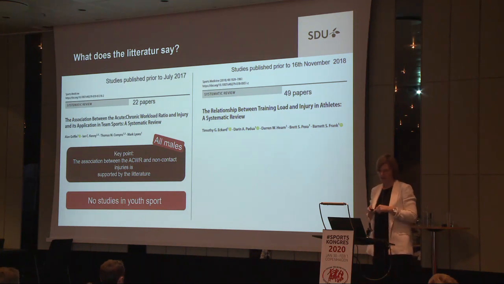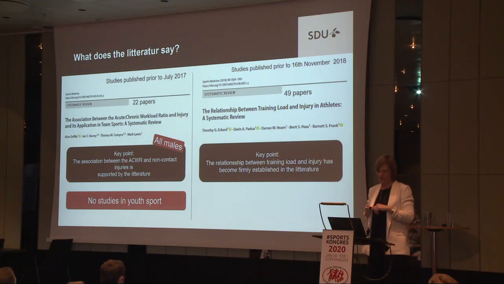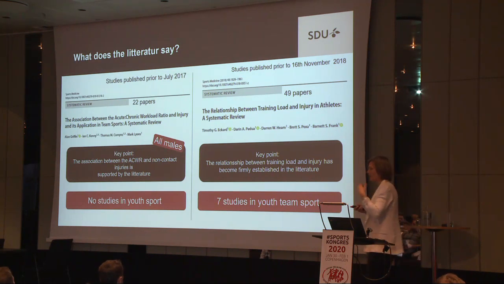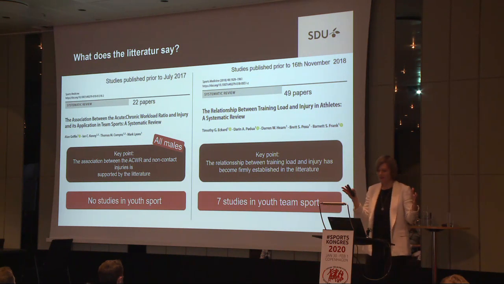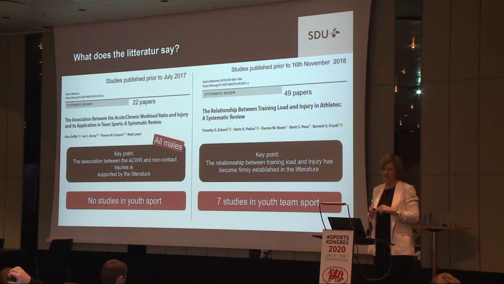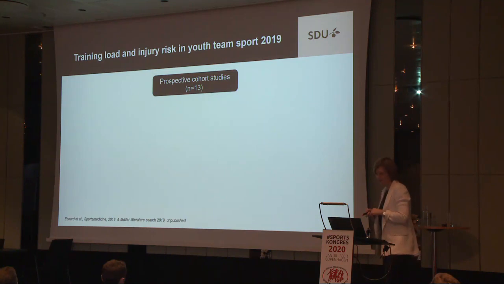Then there is a systematic review from 2018. Also, this included 49 papers, and this also had a key point. The relationship between training load and injury has become firmly established in the literature. Here, there are 7 studies in youth team sport. So, as you know, this is a topic that is really popular. Just within 2019, there are lots more publications. So, I did an extra literature search and found 6 more studies on youth team sports, which I have included in this graph that I'm going to show you now.